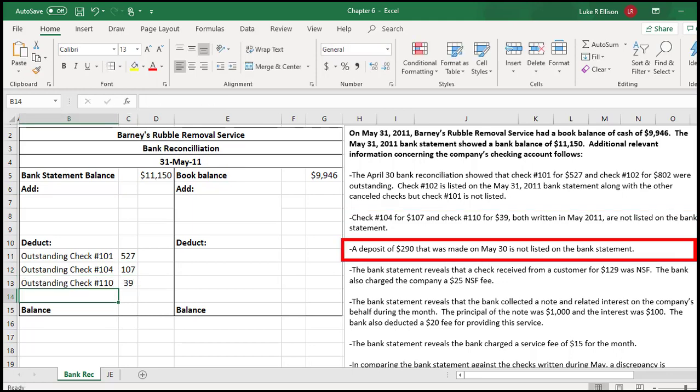Next, we have a deposit of $290 that was made on May 30 that is not listed on the bank statement. The giveaway here is that the transaction is not listed on the bank statement. If something is not listed on the bank statement, that means the bank statement is missing something and we need to make an adjustment to correct the balance. In this case, the deposit adds to the cash balance, so we need to add $290 to the bank statement for the deposit.